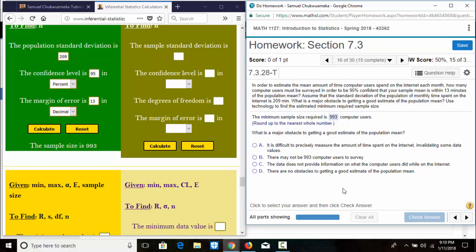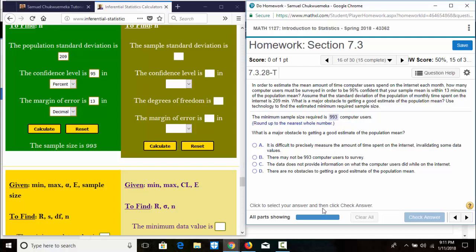What is a major obstacle to getting a good estimate of the population mean? A. It is difficult to precisely measure the amount of time spent on the internet in validating some data values. That's correct. B. There may not be 993 computer users to survey. Really? I mean, come on. A lot of people use computers. You can have that amount. You can have that sample, of course.